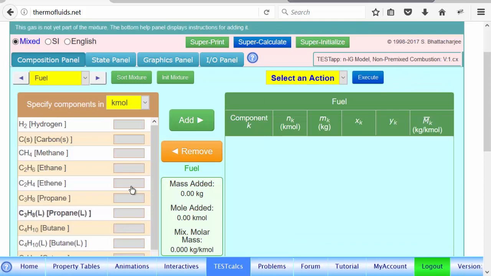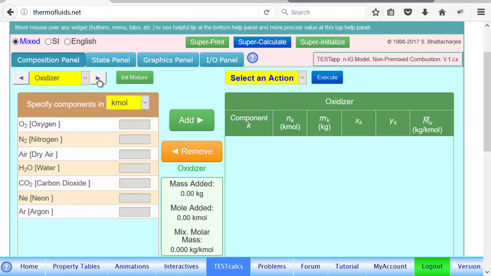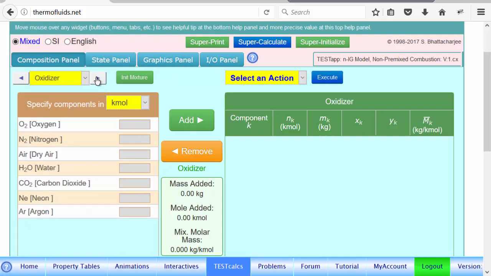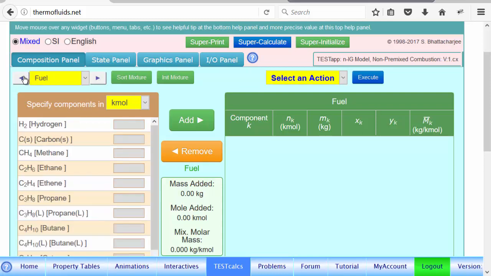On the left hand side are the fuels that are available. In this case, fuel. If you go to oxidizer, these are the oxidizers that we have available. You cannot go to the product right now because we haven't selected fuel or oxidizer. So instead of giving a random list of components for products, this TESTapp is smart. It recognizes what fuel and oxidizer you pick, and based on that, it gives you only those products that are atomically possible. You cannot have carbon, hydrogen, and oxygen in the reactants and somehow have nitrogen in the products. Atoms cannot be created in a chemical reaction, which is simply rearrangement of atoms.